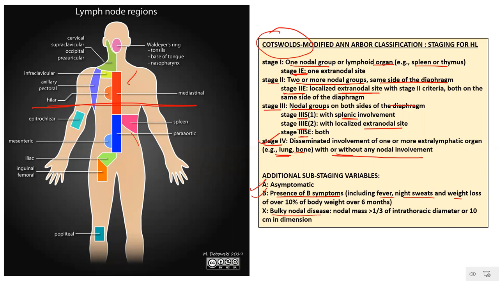The presence of bulky nodal disease is also clinically important, because it would be manifested in the form of a nodal mass of more than 1/3 of the diameter of the thorax or a primary size of more than 10 centimeters. The importance of the staging is that most of the cases of your nodular sclerosis or the lymphocyte rich type would belong to the stage 1 and stage 2 categories, while quite a good number of the cases of the mixed cellularity subtype or the lymphocyte depleted subtype would belong to the stage 3 or stage 4 category.